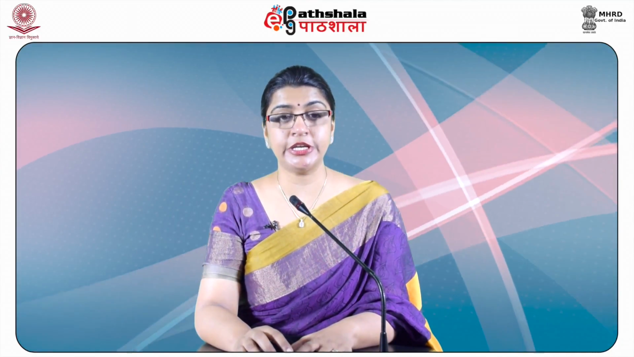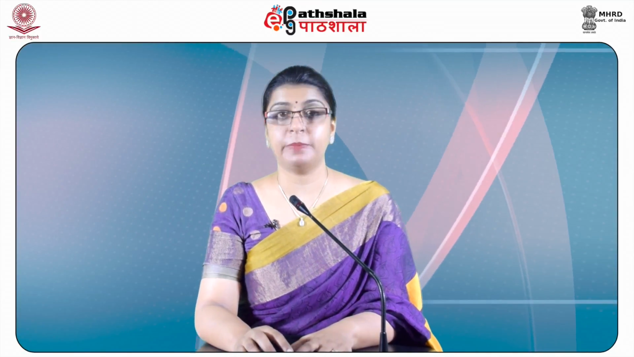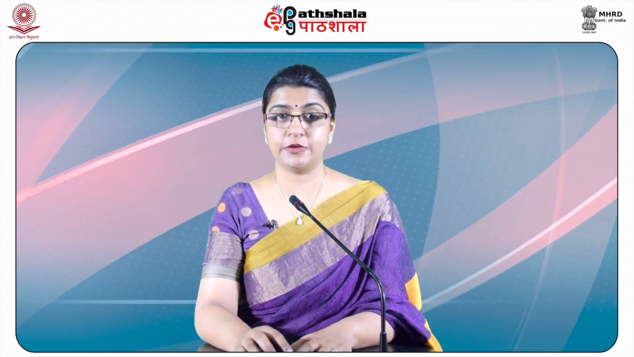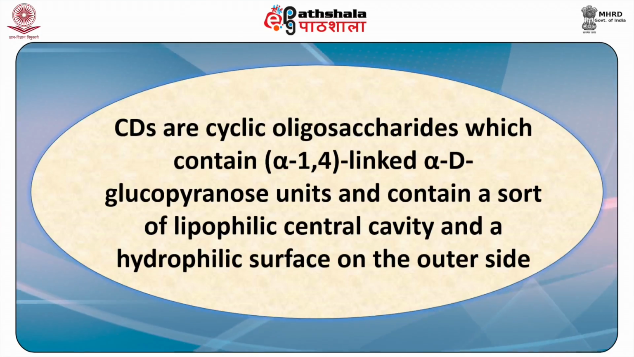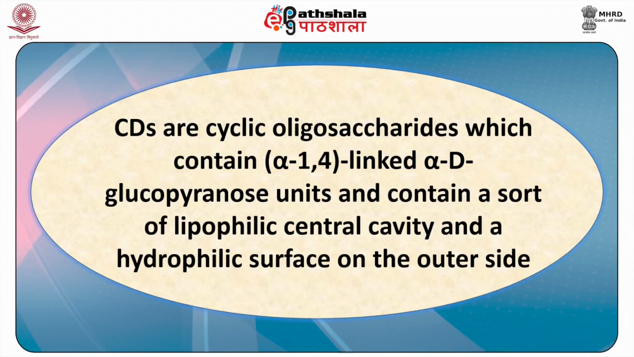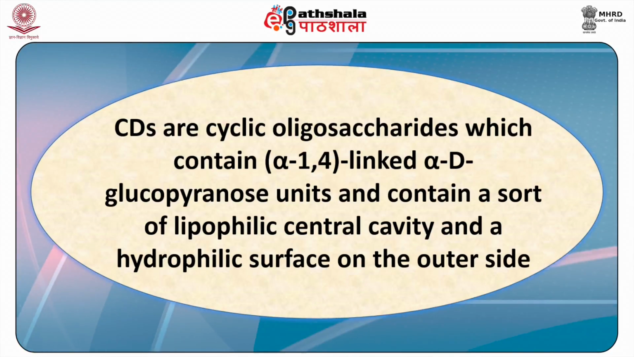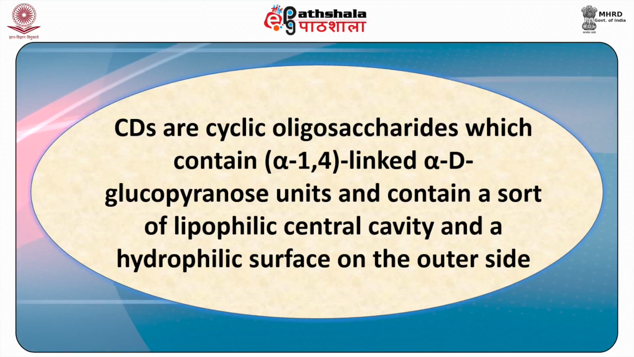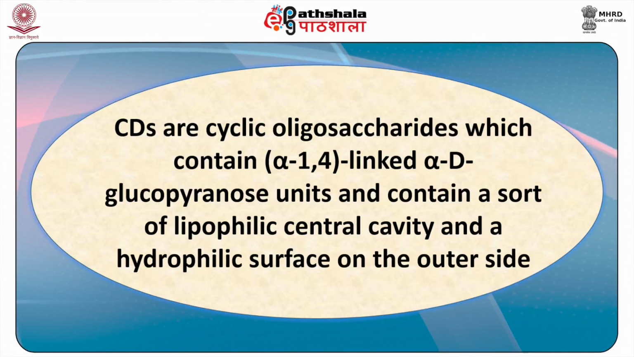Cyclodextrins, sometimes written in short form as CDs, were discovered by a French scientist named A. Villiers. They are known as a structurally related group of natural products formed during the process of bacterial digestion of cellulose. Cyclodextrins are cyclooligosaccharides which contain alpha-1,4 linked alpha-D-glucopyranose units, and they contain a lipophilic central cavity and a hydrophilic surface on the other side.